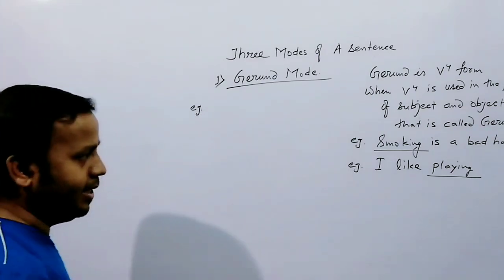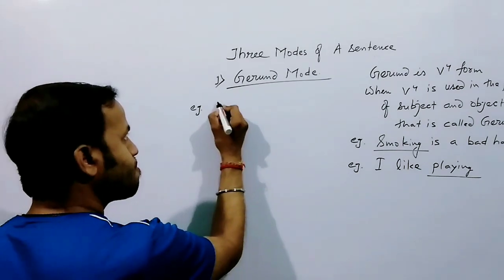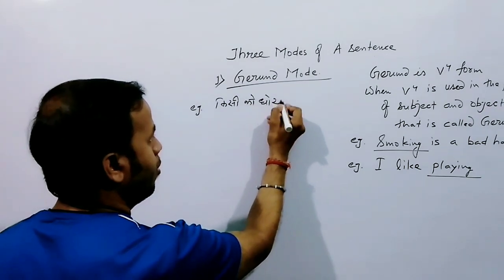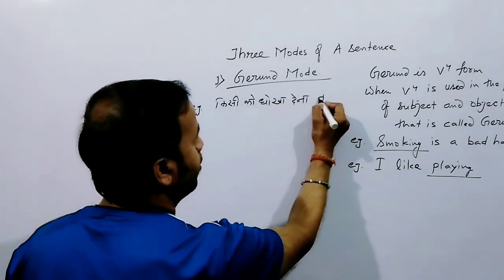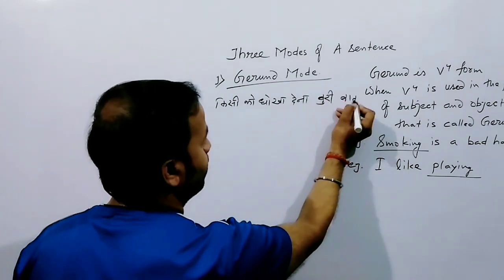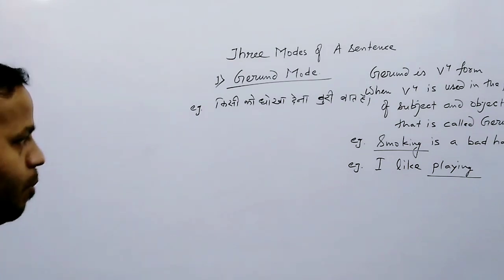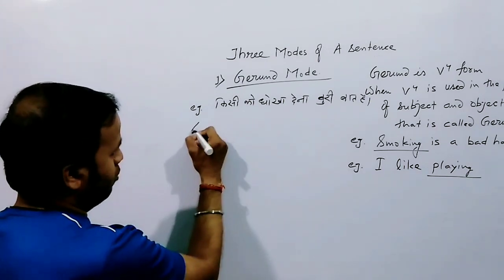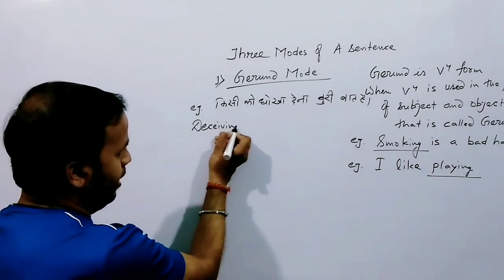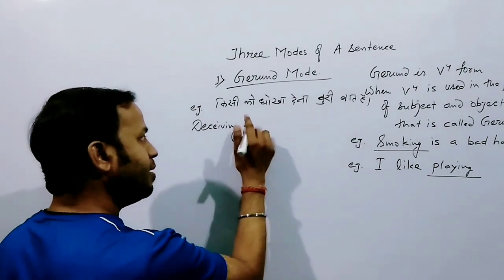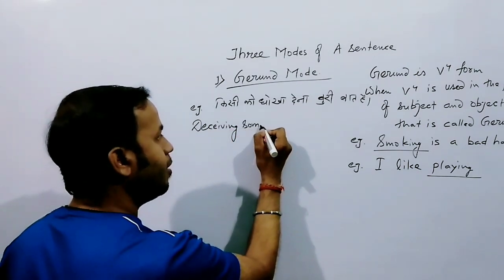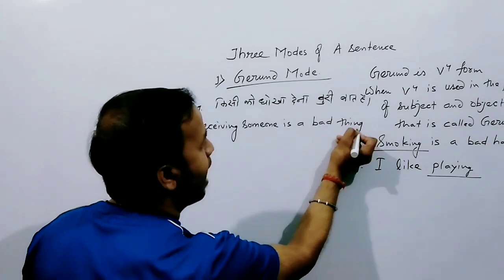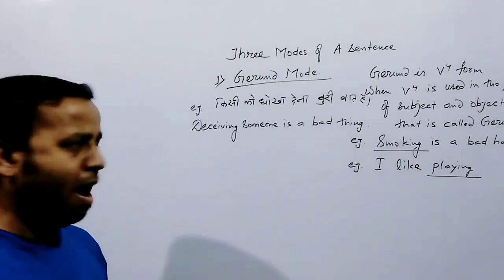We take an example in Hindi. किसी को धोखा देना बुरी बात है. किसी को धोखा देना बुरी बात है. Then what do we call it in English? धोखा देना, that is called deceiving. Deceiving someone is a bad thing. Deceiving someone is a bad thing.